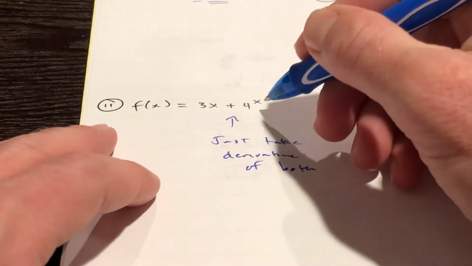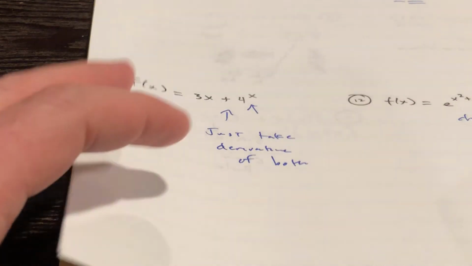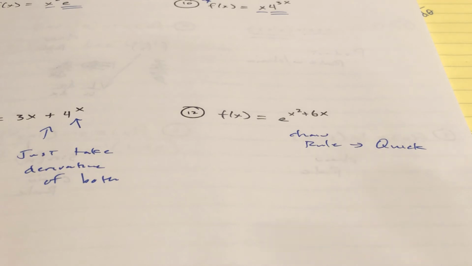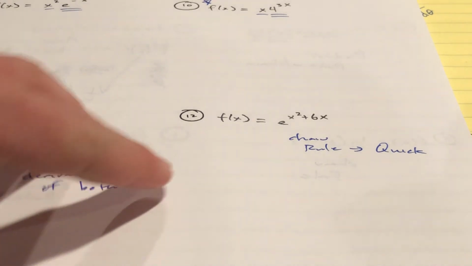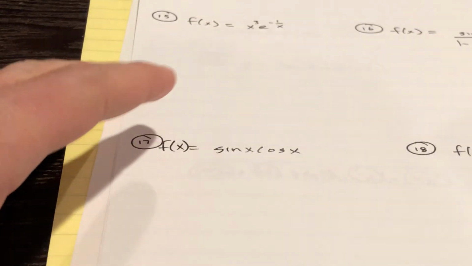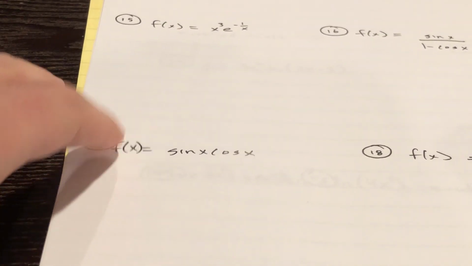Now this one's pretty easy. Just take the derivative of both of them. That one is actually pretty easy if you look at your notes. That's just the e to the u times the derivative of u with respect to x. That's a very quick one. All right, and then the rest. Some of these you can do, like 17. 17 is easy. That one's probably in your notes, actually.